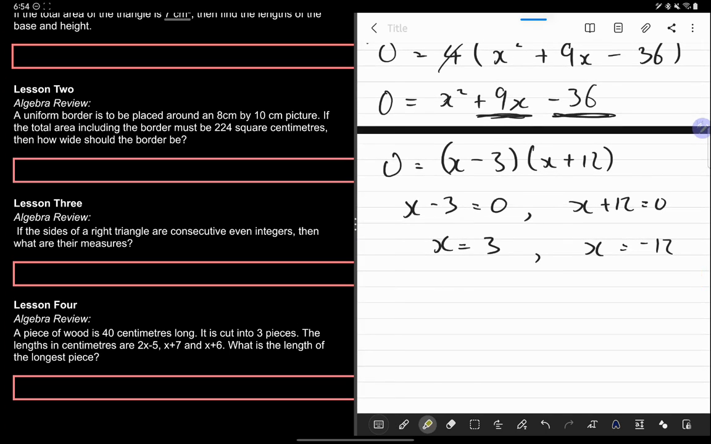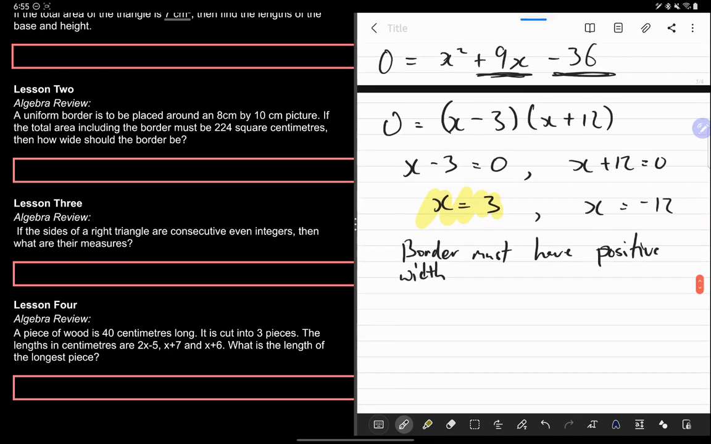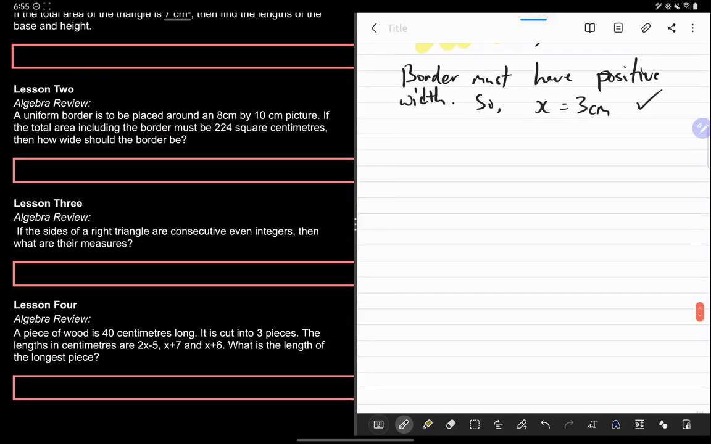Boom. Cool. And we make reasonable guesses on which one makes more sense. It's the left one. This one makes more sense. Well, the border must have positive width. Physically speaking, it should have some width. It can't have negative width. So x equals 3 centimeters. That's not a good x. Let me draw that again. Boom. Out of here.